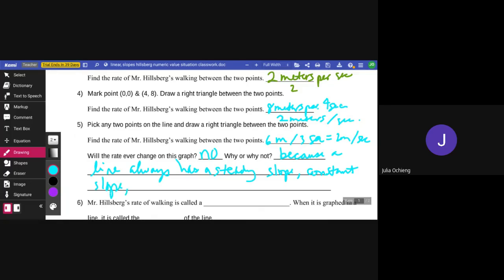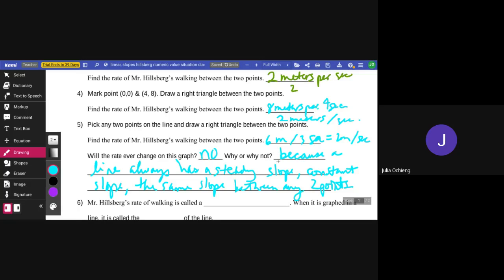All these things mean the same thing. The same slope between any 2 points. Okay.